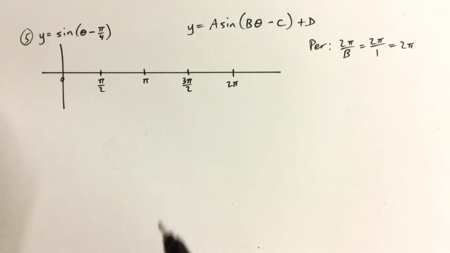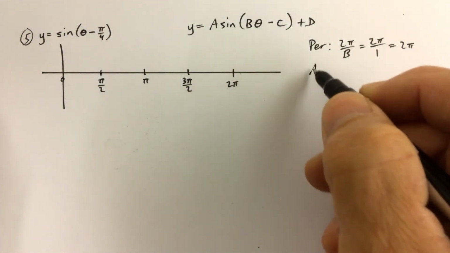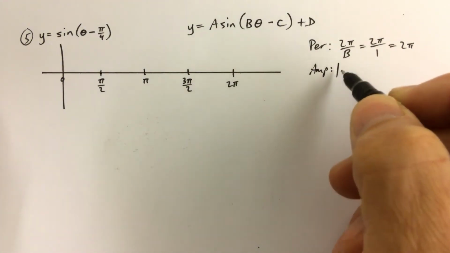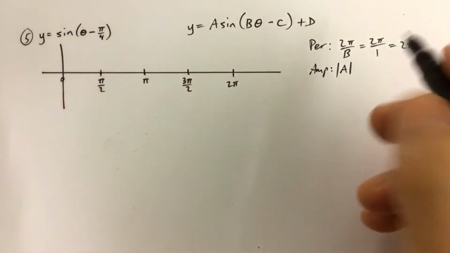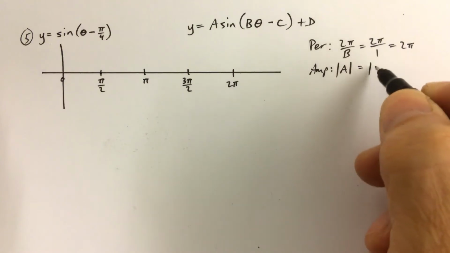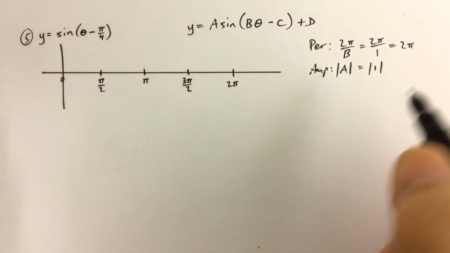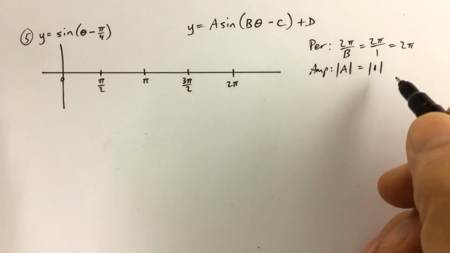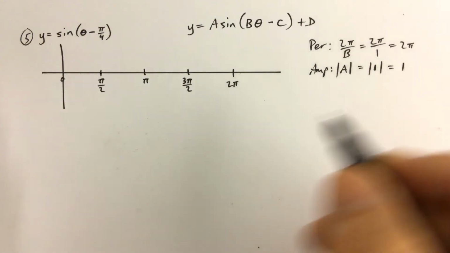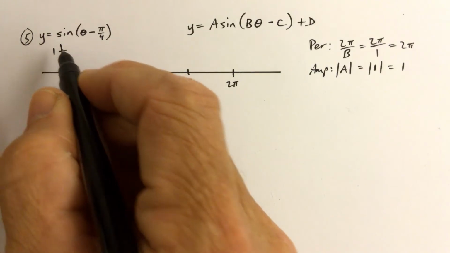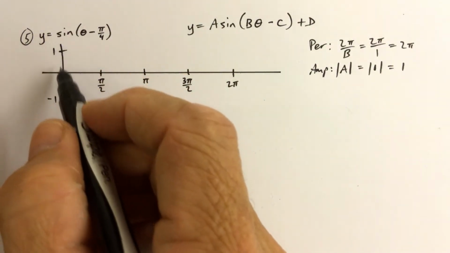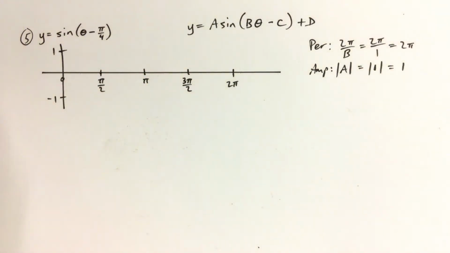The next thing we do is we plot the amplitude. And we know the amplitude is the absolute value of the A, and the A is the number right out in front of the sine, the coefficient of the sine, and there's nothing there, so we know that that means that A is 1. So the absolute value of 1 is 1, and we just plot that, a 1 on the vertical axis and the negative 1 as well.